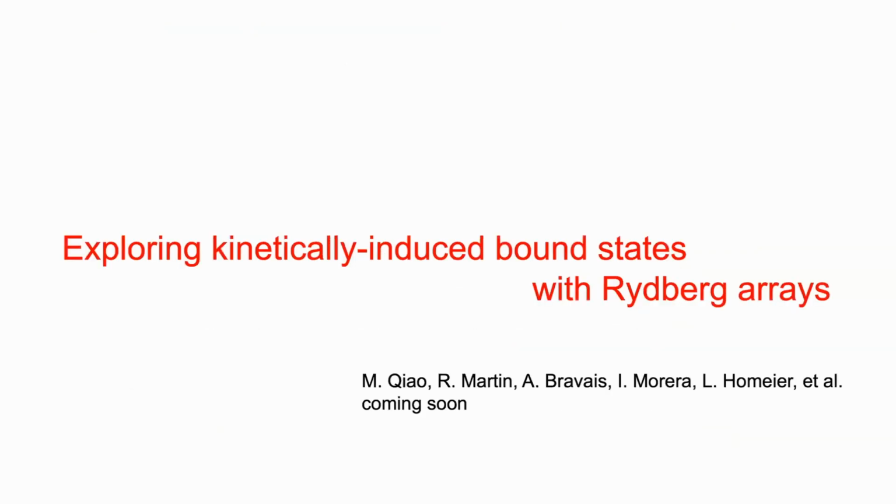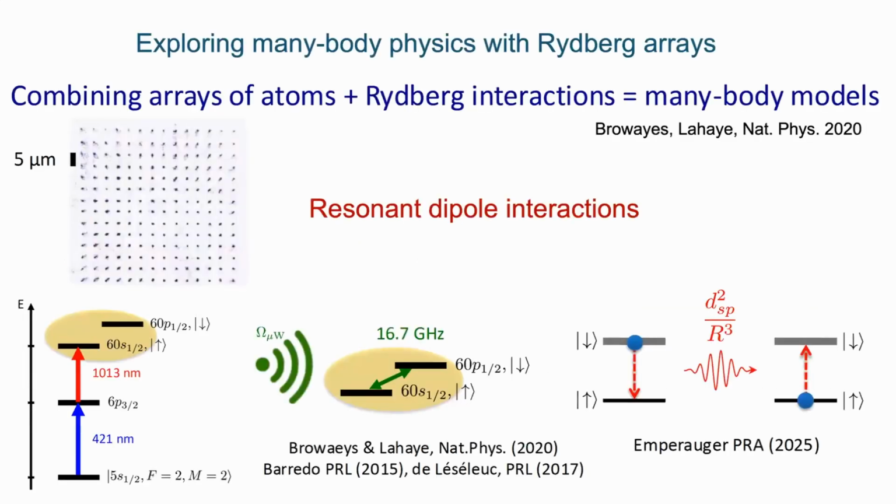But now what I want to switch to is experiments with Rydberg arrays, because, okay, what has not been seen experimentally here is exactly this kind of bound state, where the hole and the magnon can bind to each other. And so this is the challenge that the group of Antoine Browaeys decided to address.